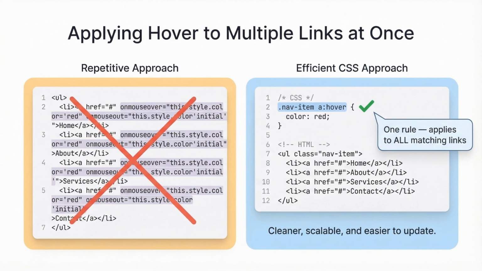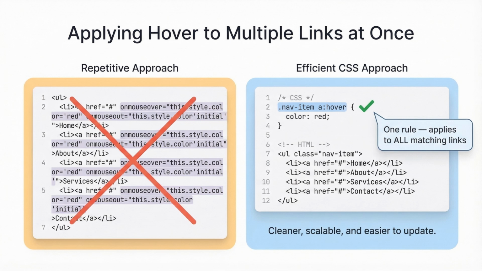Rather than repeating the same styling instruction over and over in your HTML, you write it once in your CSS and let the browser apply it everywhere the selector matches. If you ever want to change the hover color later, you change it in one place and it updates across your entire navigation automatically.